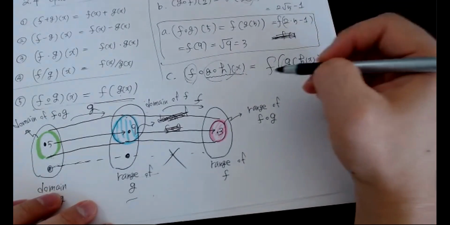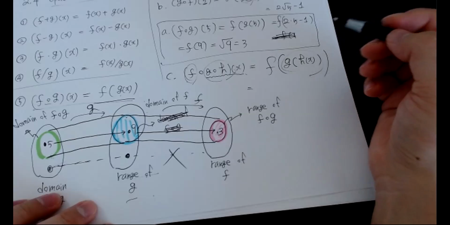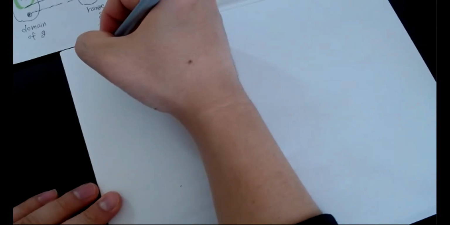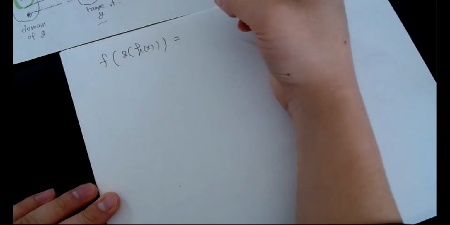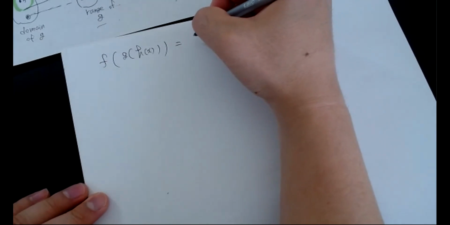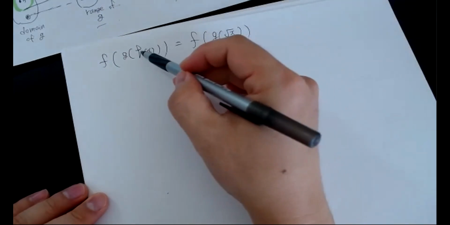So now we find that f of g of h of x, right? What is h of x? I just replaced h of x with the definition of function h, which is x squared, right? I'm sorry, this is x squared. So we get f of g of x squared.